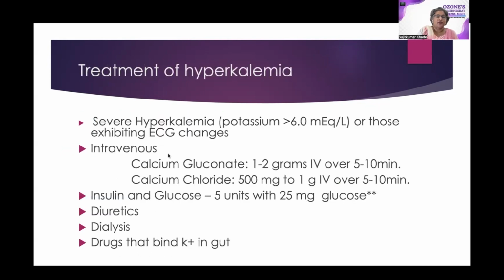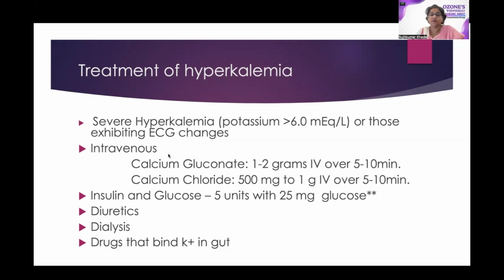Treatment of hyperkalemia, the severe hyperkalemia, which is potassium more than 6, or those exhibiting ECG changes: intravenous calcium gluconate 1 to 2 gram IV over 5 to 10 minutes, calcium chloride 500 milligram to 1 gram over 5 to 10 minutes. Insulin and glucose, that is 5 units with 25% glucose.